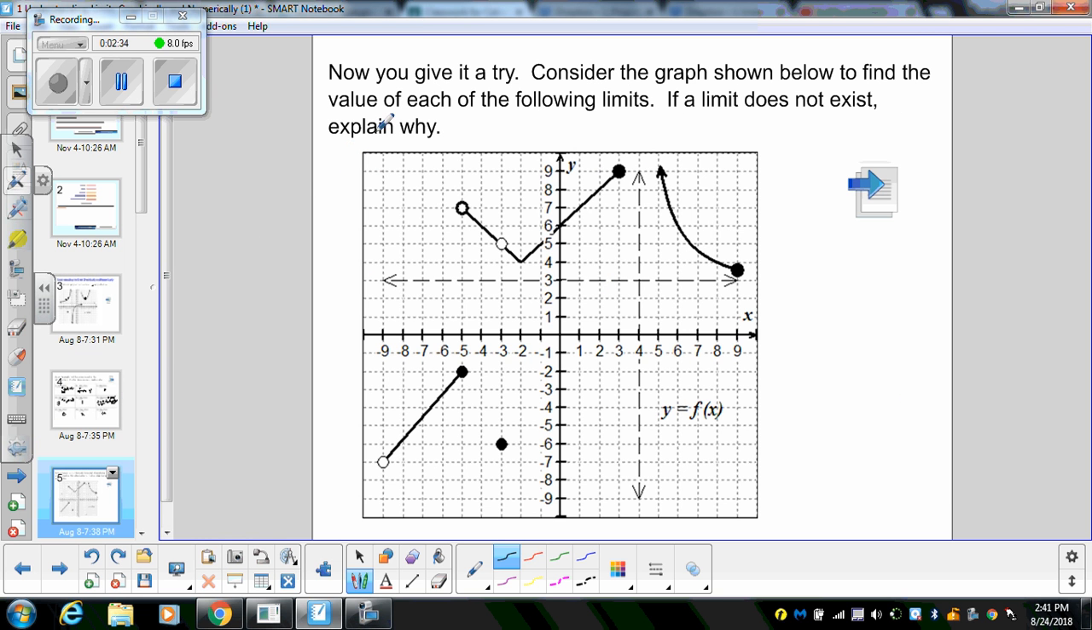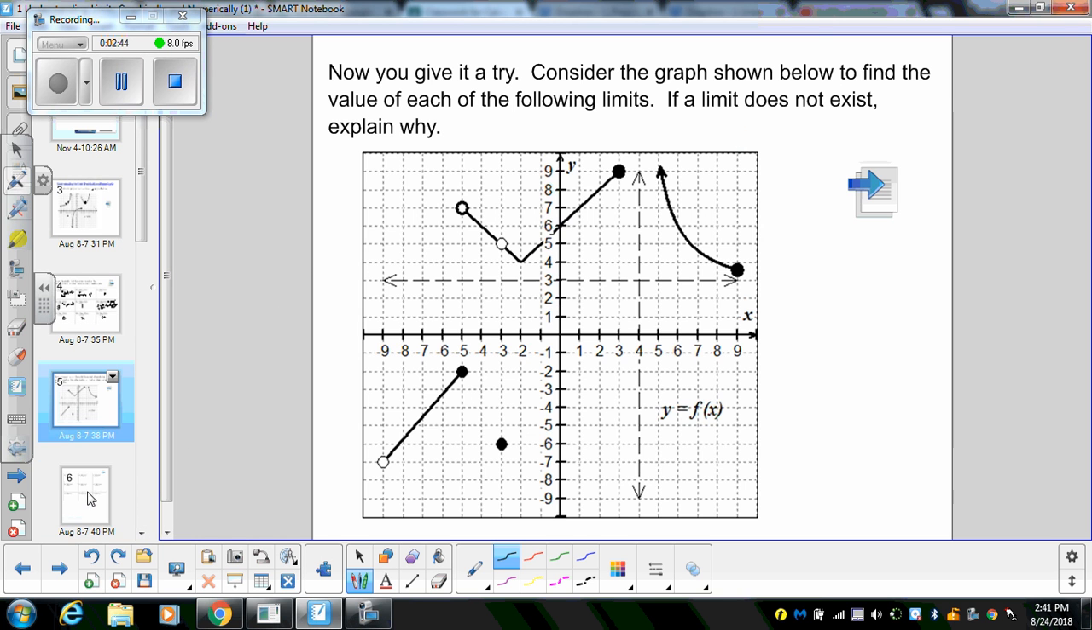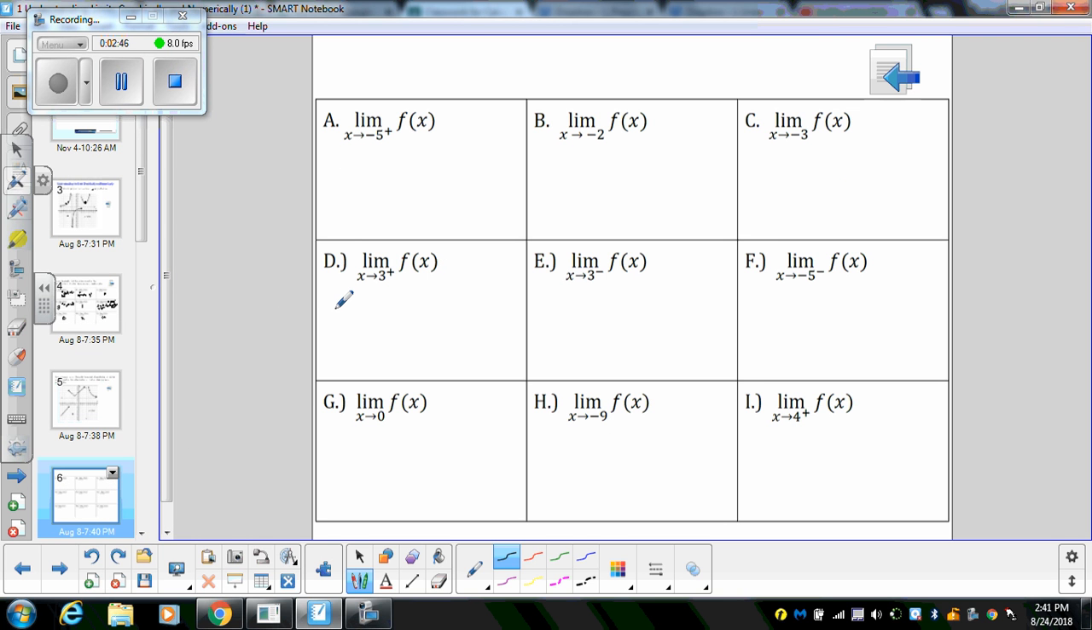All right, so this next one is, now you give it a try. Consider the graph shown below to find the value of each of the following, or state if the limit does not exist. So look at this graph, answer the questions that follow, and be prepared to discuss this in class tomorrow, with the answers on it. All right, but I'm going to leave this part to you and go ahead and move on to the next part. And you are more than welcome to rewind, fast forward, pause at any point in time.